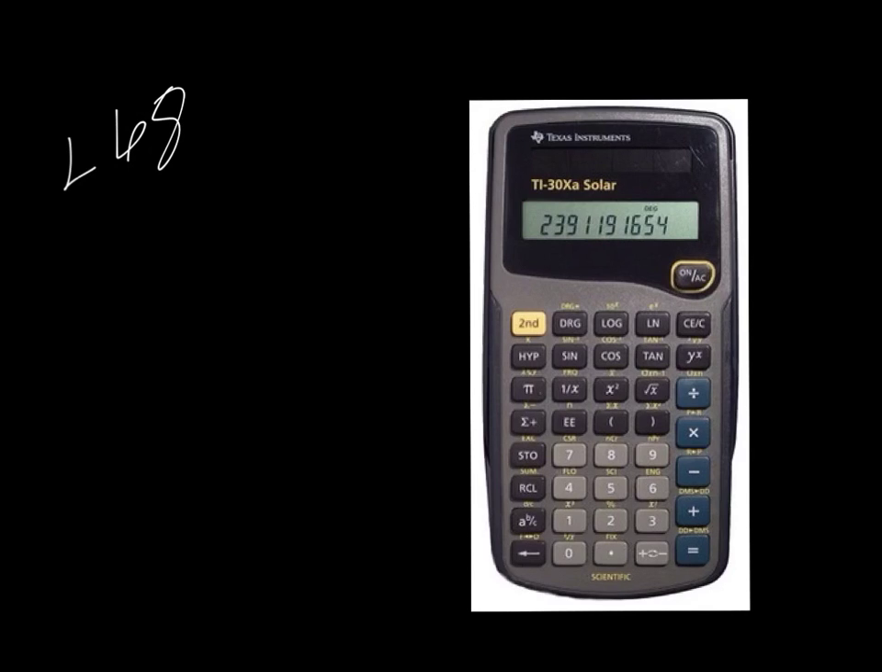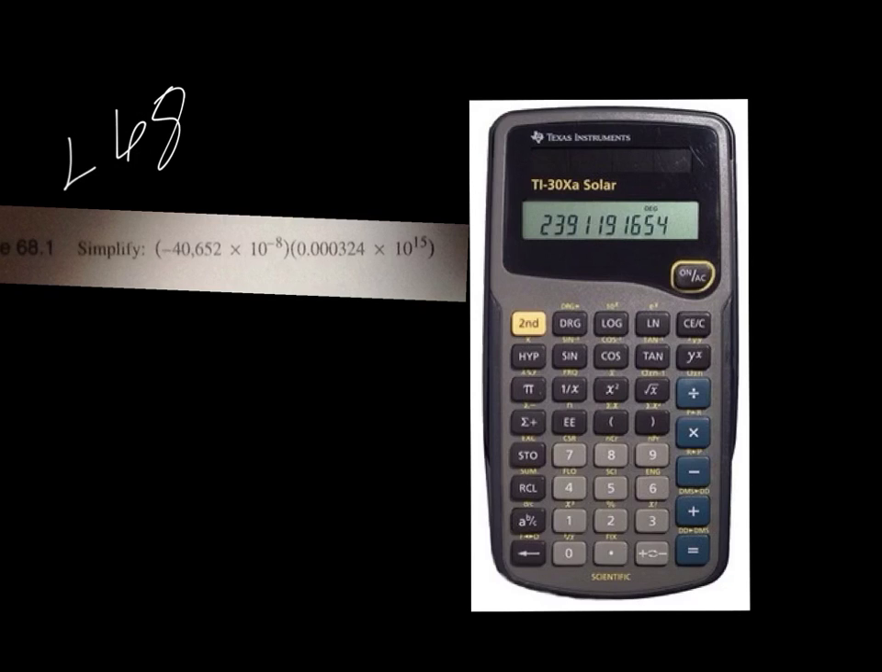But when you are given things like example 68.1, let's look at how we would do that with a calculator. Okay, so there's the problem there. And let me show you what buttons to push. We're going to enter 40,652, and we're going to click this button to make it negative.